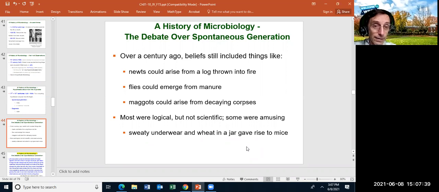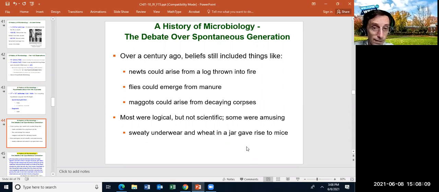And a third one was they saw maggots arising from a decaying corpse. Once again, people would say this is proof of spontaneous generation. The maggots arose from a decaying corpse. The vital forces came into the corpse, and the maggots spontaneously generated. Most of them were logical, but none of them were scientific.